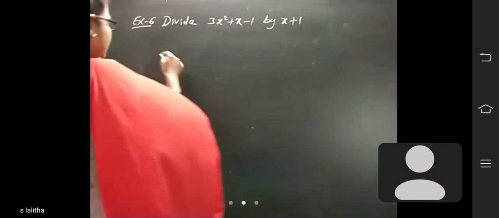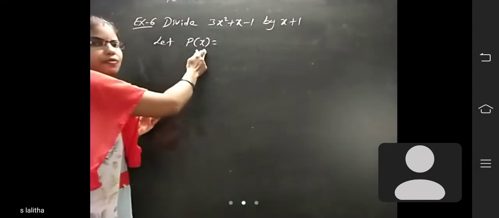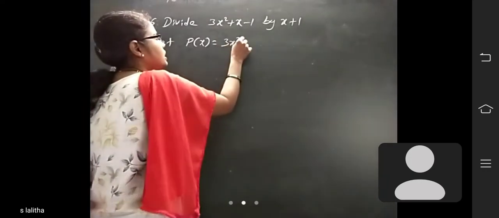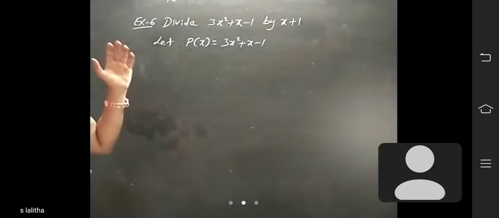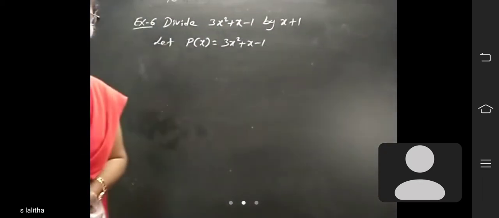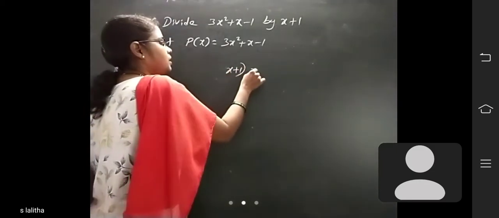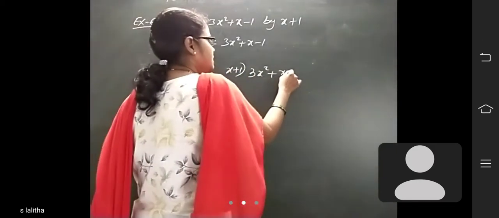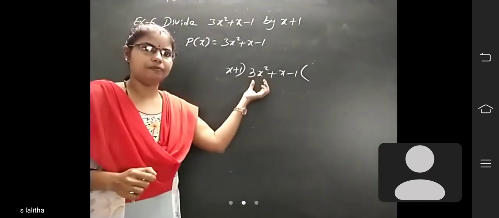So let this polynomial be taken as p of x. Like p of x is equal to 3x square plus x minus 1. Now you should divide with x plus 1. How can you divide? Same process. x plus 1, 3x square plus x minus 1. So first you should take the first term. What is the first term?